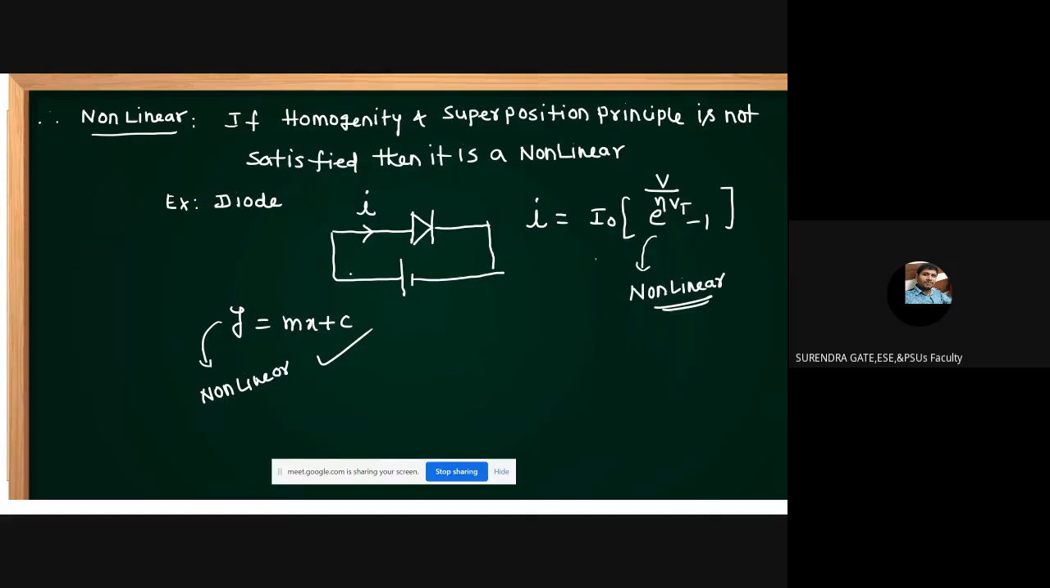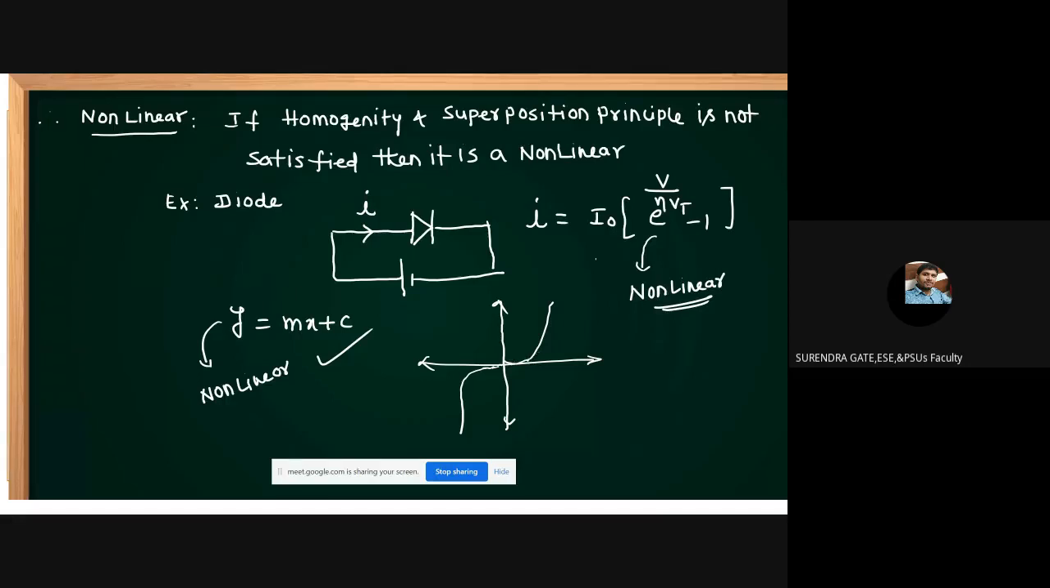Take the example of diode. Diode has a non-linear characteristic. I naught into e power (V by eta VT) minus 1. I think you know this one. If you take the diode characteristics, this is under forward bias condition and this is under reverse bias condition. Okay. Is it following the same characteristics in both the directions?